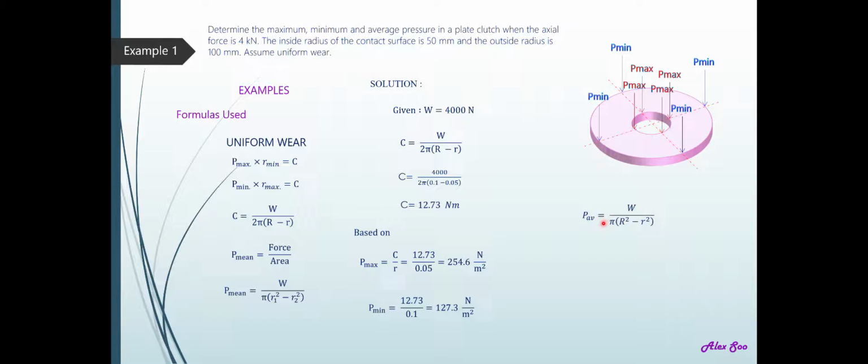Okay, so in order to find your P average or P mean, this is your force, 4000 Newton, divided by maximum radius 0.1 squared, minus minimum radius 0.05 squared, times pi. So you'll be getting your average pressure of 169.8 Newton per meter square. So that is your first example.